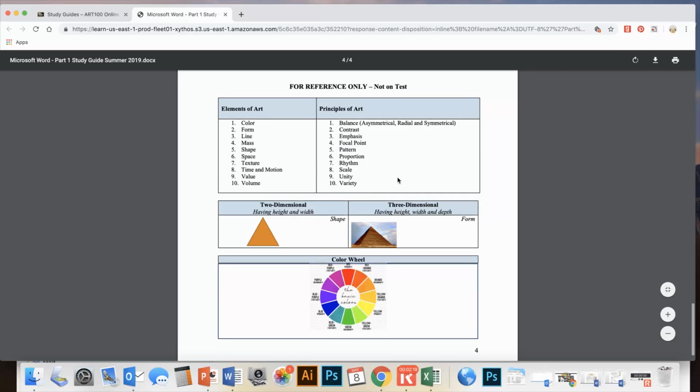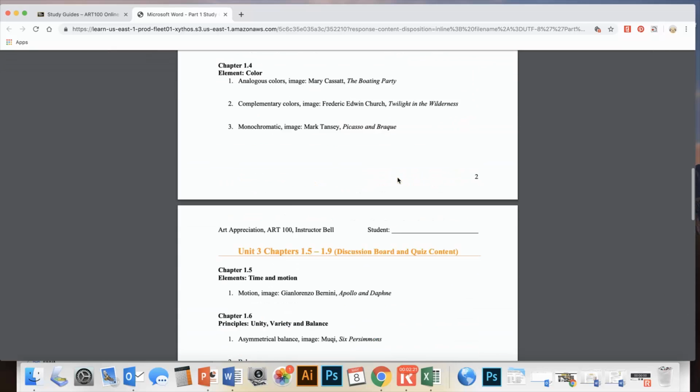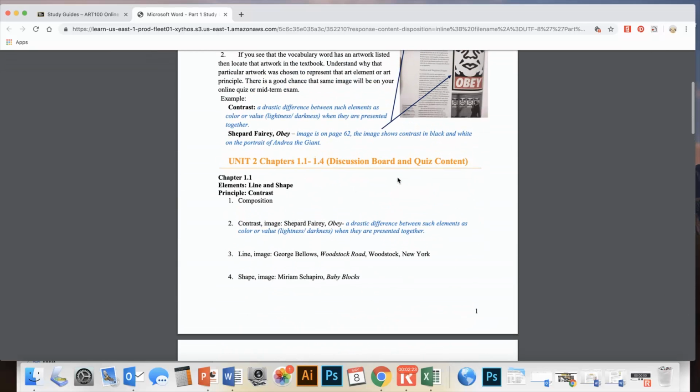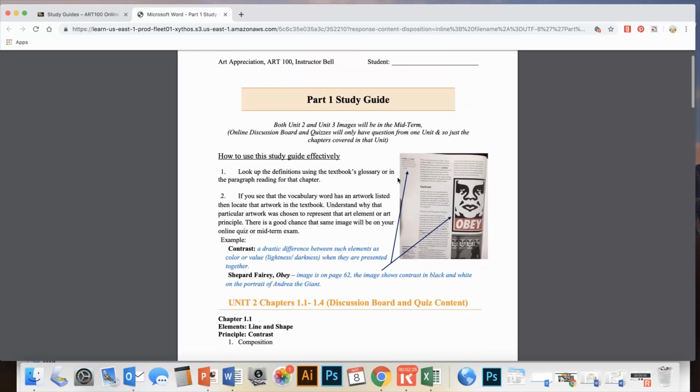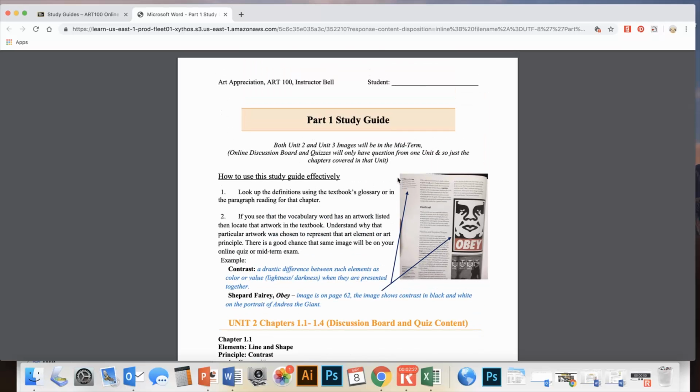Now, your midterm will have only images with multiple choice for you to select from, and the midterm will have part one and part two, which I'll pull up the part two study guide. And so it also mentions this in the study guide. For example, both units 2 and 3, unit 2 is part 1, and then unit 3 is part 2. Those are all going to be in the midterm.